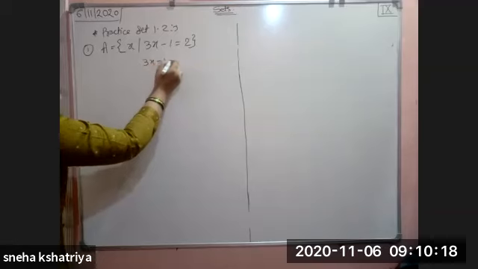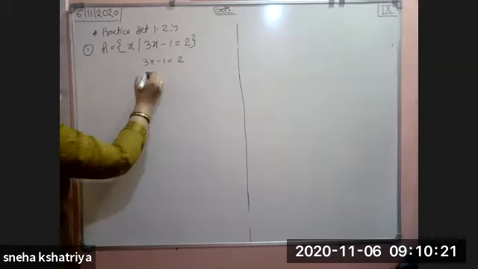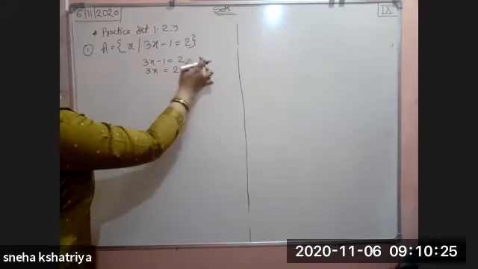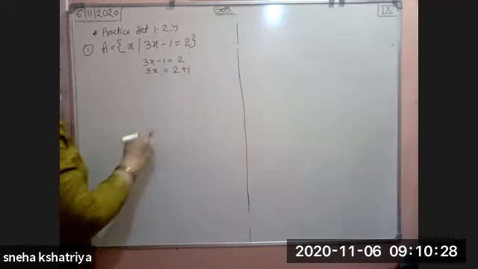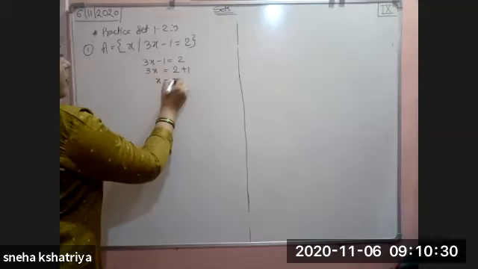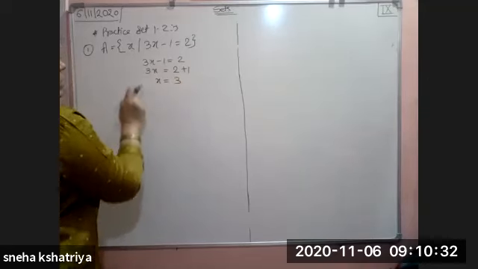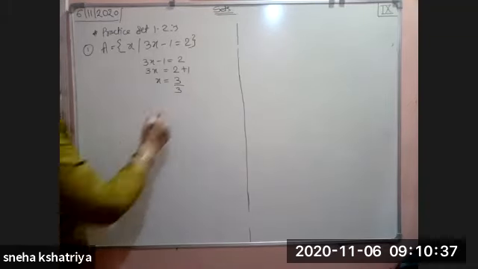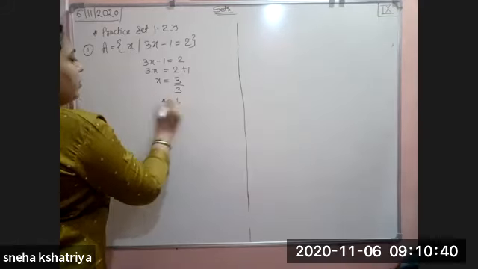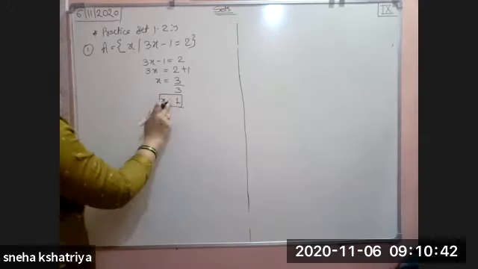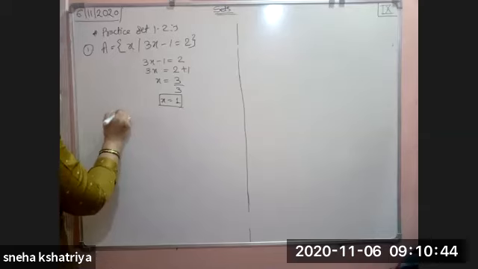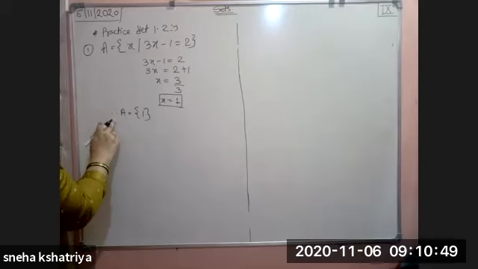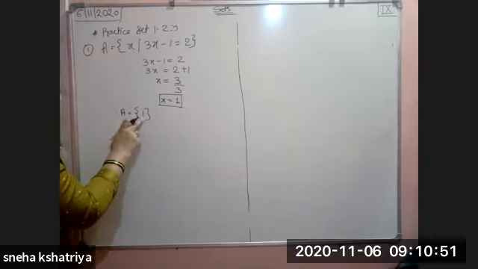So 3x minus 1 is equal to 2 is given. Solve this: 3x is equal to 2 plus 1. This minus 1 will shift to the other side and become 2 plus 1. So 3x is equal to 3. The 3 multiplying x will go to the right side and divide. So you get x is equal to 1. So what are the elements? x is equal to 1. Therefore A has the element 1. We get A is equal to {1}.